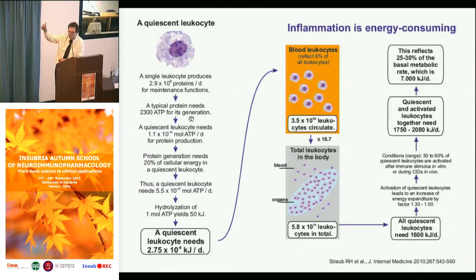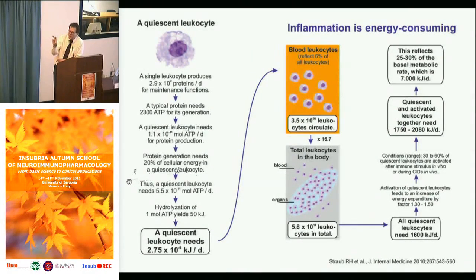So one molecule needs 2,300 ATPs. A sleeping leukocyte needs 1.1 times 10 to the minus 11 mole ATP. You can take these factors and make this out of it. So a sleeping leukocyte, very little, 10 to the minus 11 mole ATP per day. The protein generation needs 20% of cellular energy in a sleeping leukocyte.